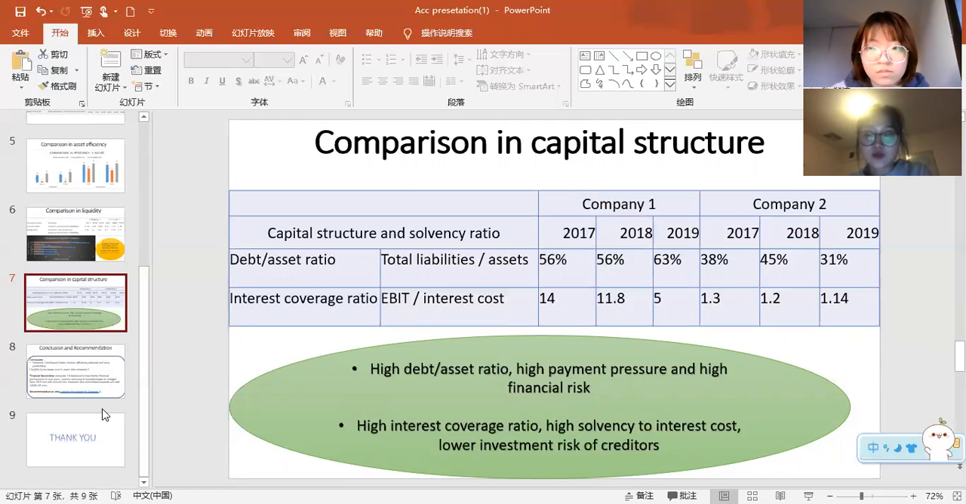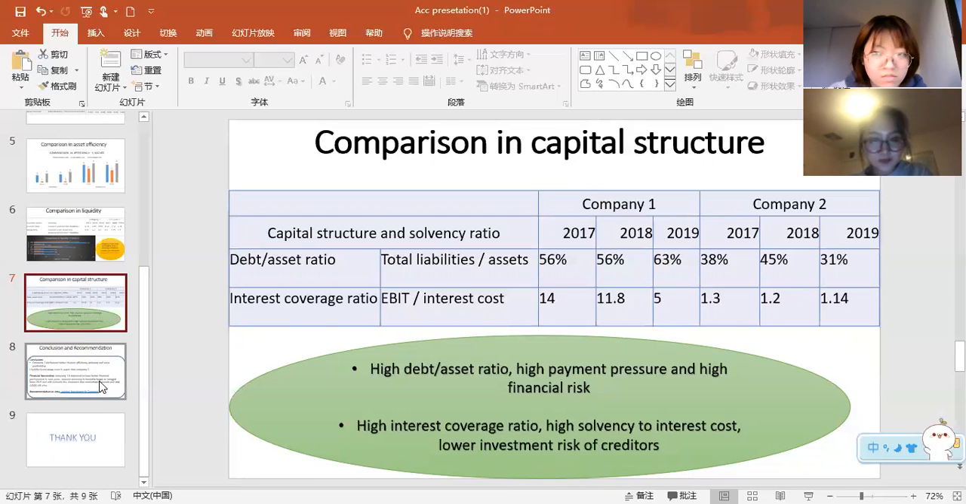High interest coverage ratio means high solvency to interest cost and lower investment risk for creditors. Interest coverage ratio of company 1 is also much higher than company 2. Interest coverage ratio of company 1 is 5. It means company 1 can create earnings of 5 times its financial cost to cover its financial cost. This solvency is strong, but the solvency of company 2 is not strong.